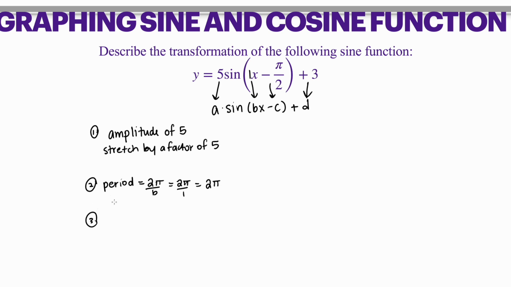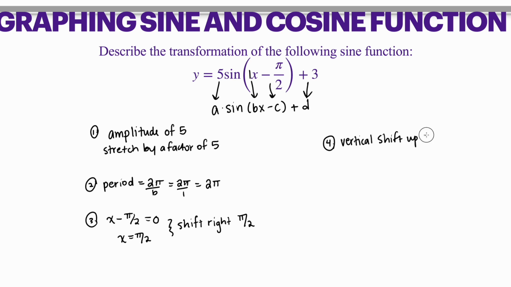Number 3, we're going to set the parentheses equal to 0, which means we're going to add pi over 2 to both sides, which means that we will say that it will shift right pi over 2. And then 4, d is 3, so it will be a vertical shift up 3.